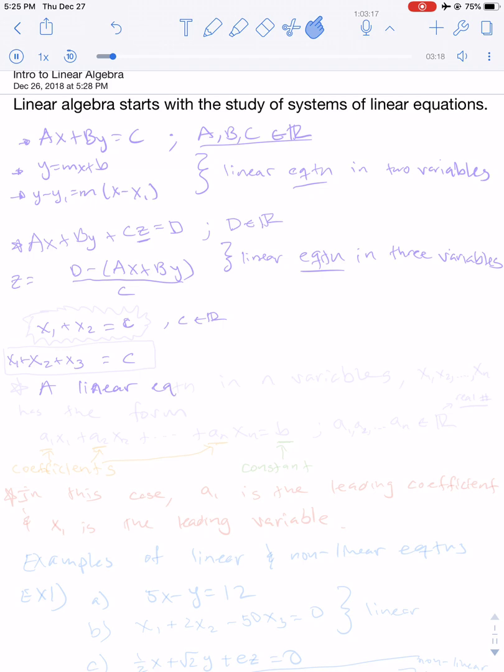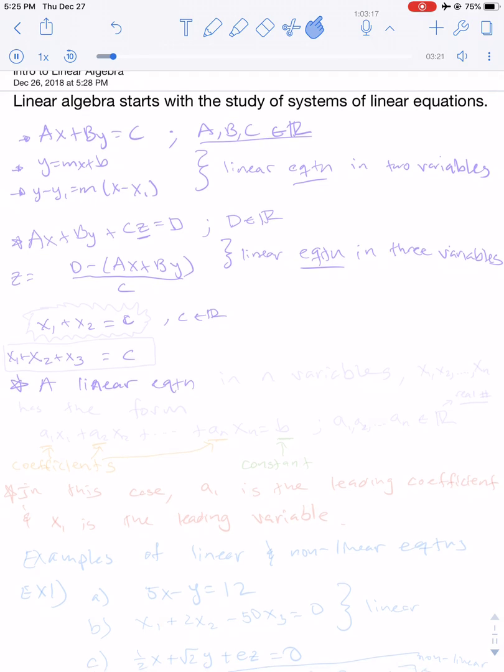A linear equation in n variables, say x1, x2, all the way to x sub n, has the form a sub 1 x sub 1 plus a sub 2 x sub 2 plus so on, plus a sub n x sub n equals b. And again here, a sub 1 through a sub n are constants. And this R, I should have noted, means a real number.